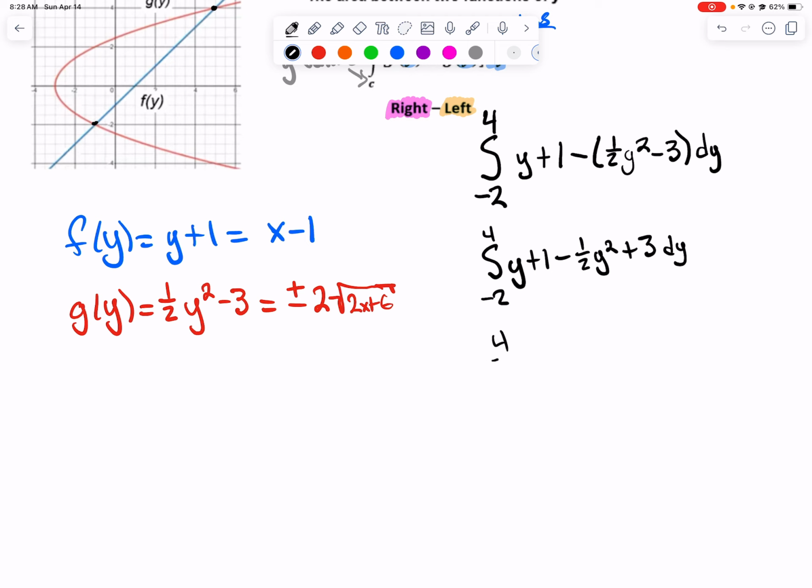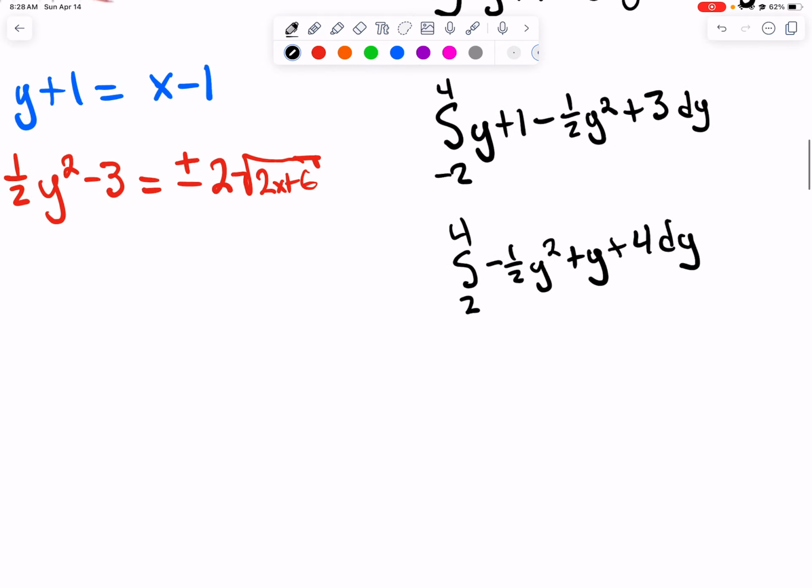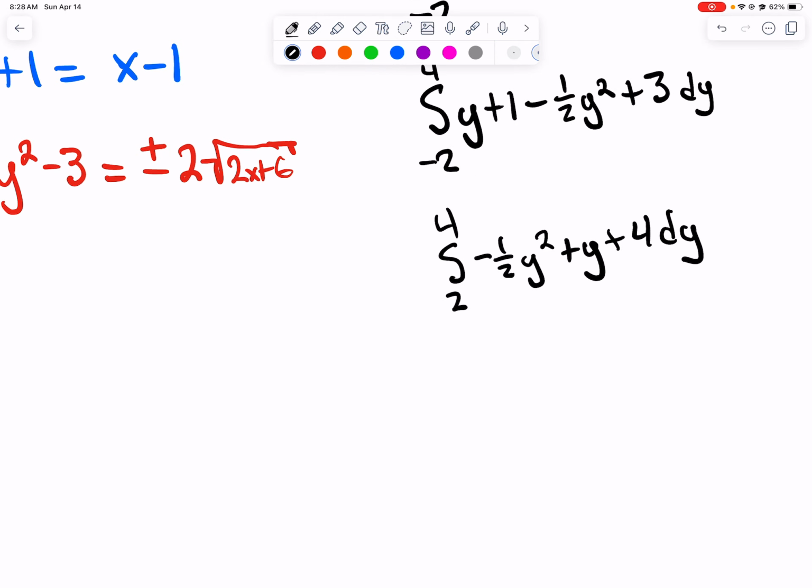I'm going to do it one last time to make things look really pretty. I'm going to put my highest power first, so -1/2 y squared plus y plus 4 dy. Hopefully you guys can see how I got to there. So at this point, we can't simplify anymore, so let's start taking the antiderivative.